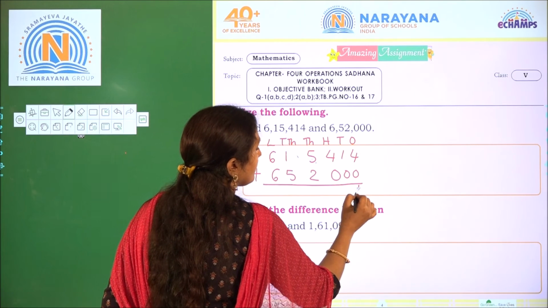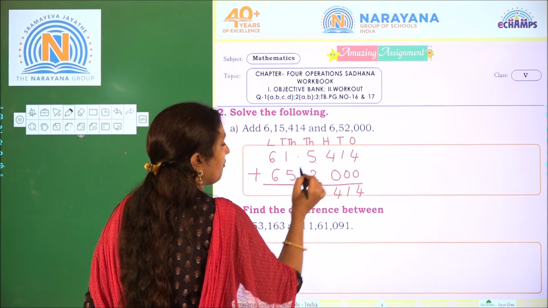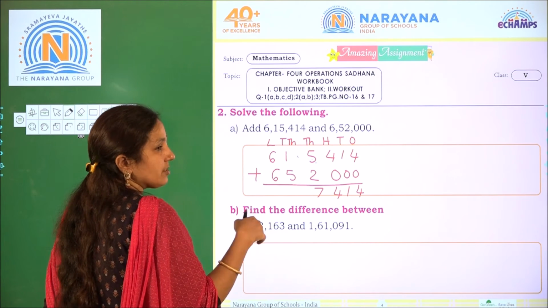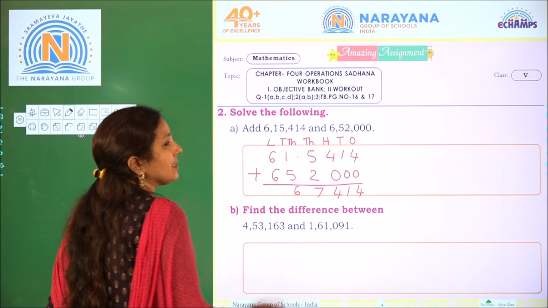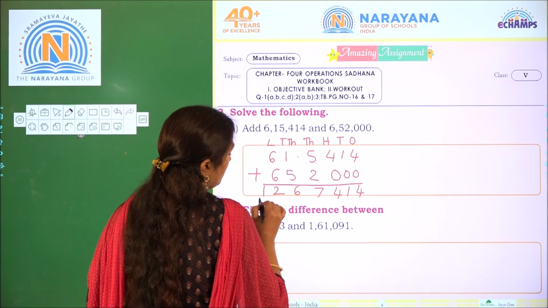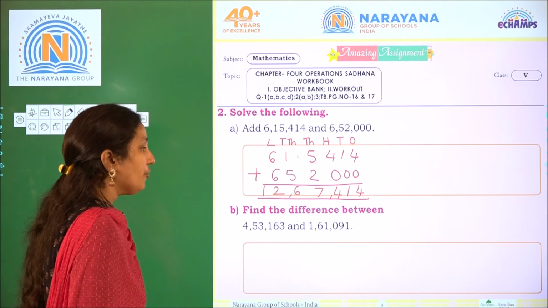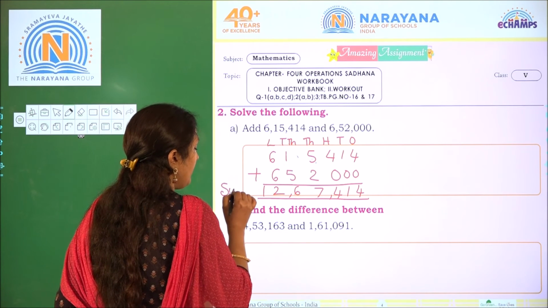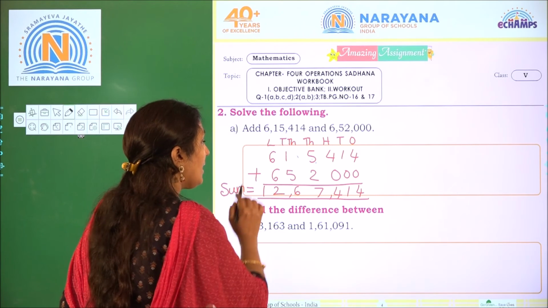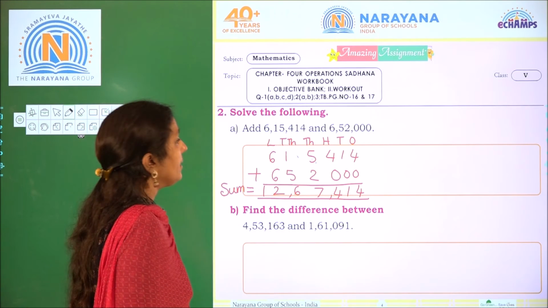Now 4 plus 0 is 4. 1 plus 0 is 1. 4 plus 0 is 4. 5 plus 2 is 7. 1 plus 5 is 6. 6 plus 6, so add 6 and 6. It will become 12. So you will get 12,67,414. The sum will be, what is the addition result? Sum or total. The sum will be 12,67,414. Okay, got it, children?